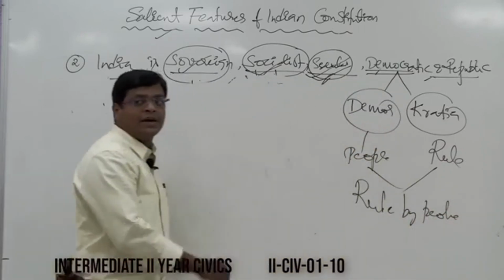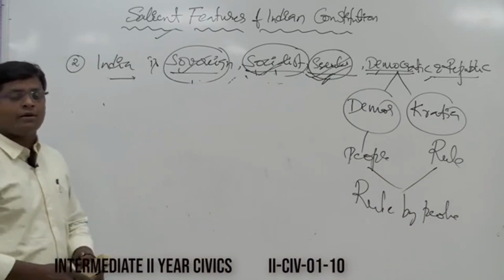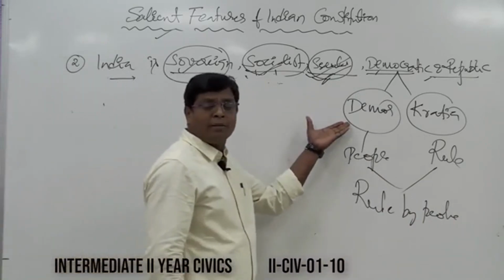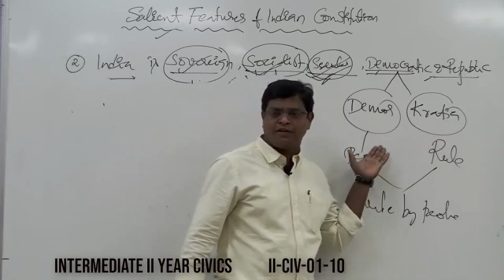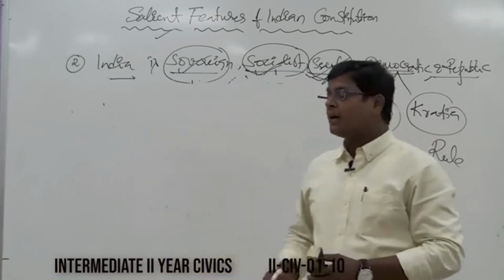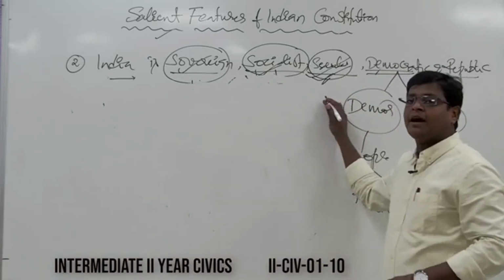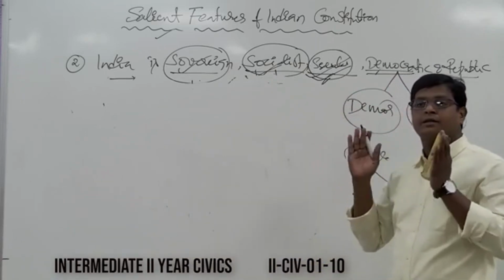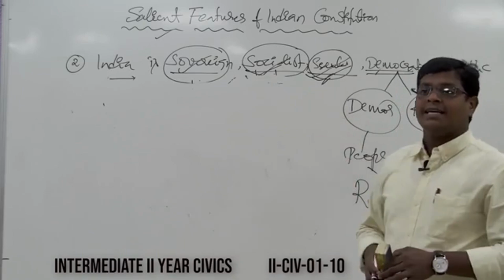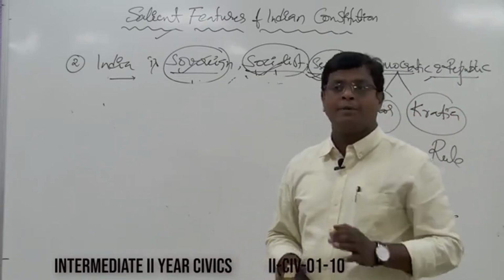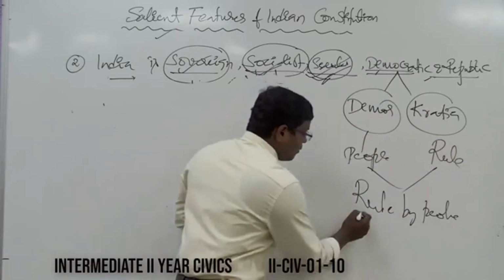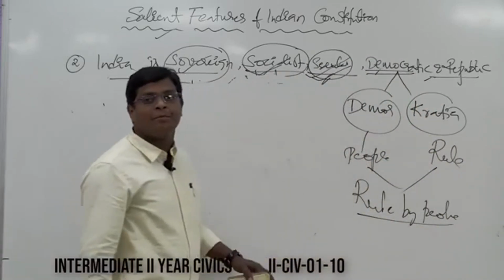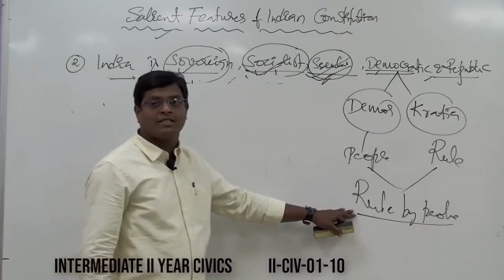It's a very popular definition given by Abraham Lincoln, you know very well. Democracy is the government of the people, by the people, for the people. Who gave this definition? Abraham Lincoln, former president of America. Here, who are the kings in democracy? People are the kings in democracy.